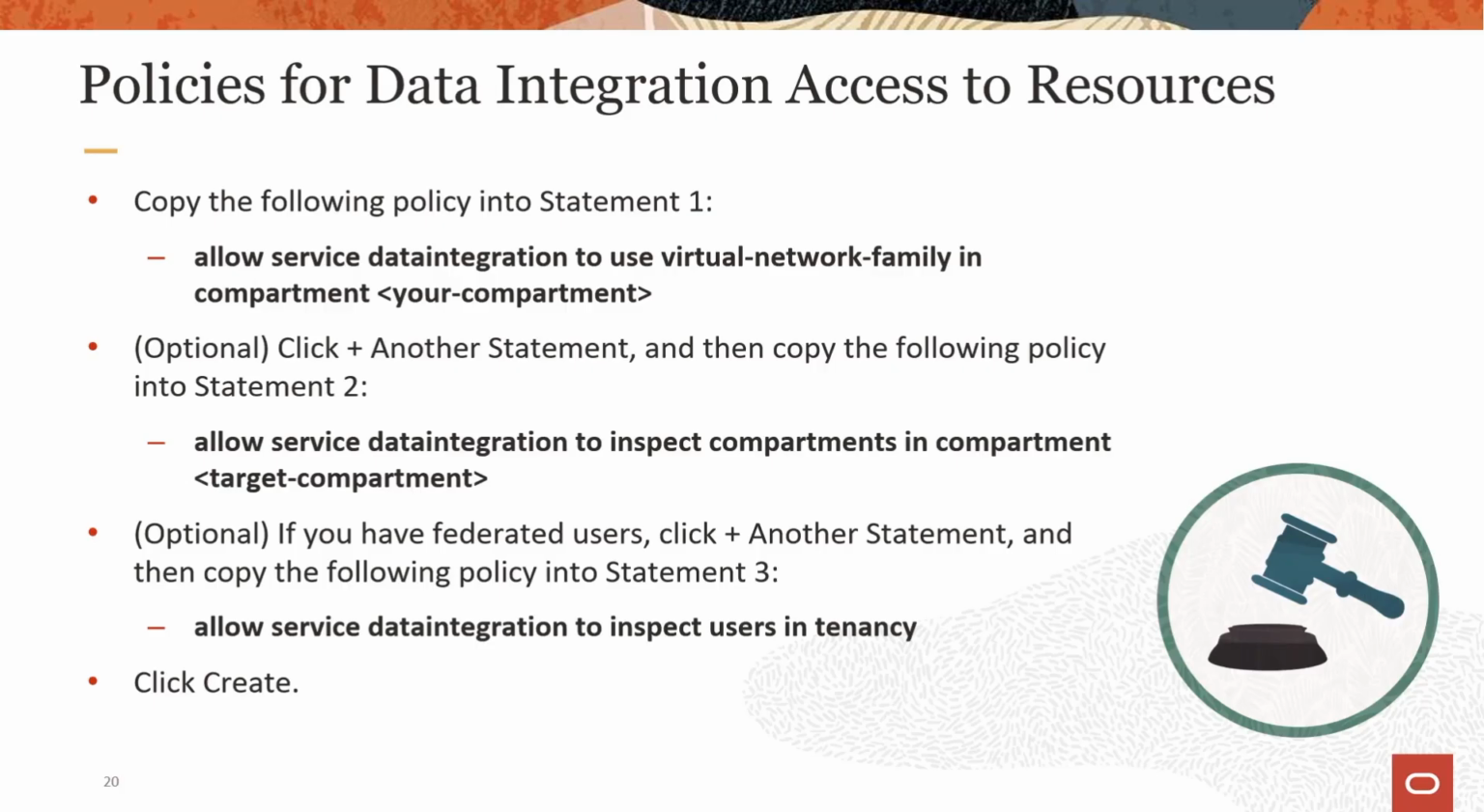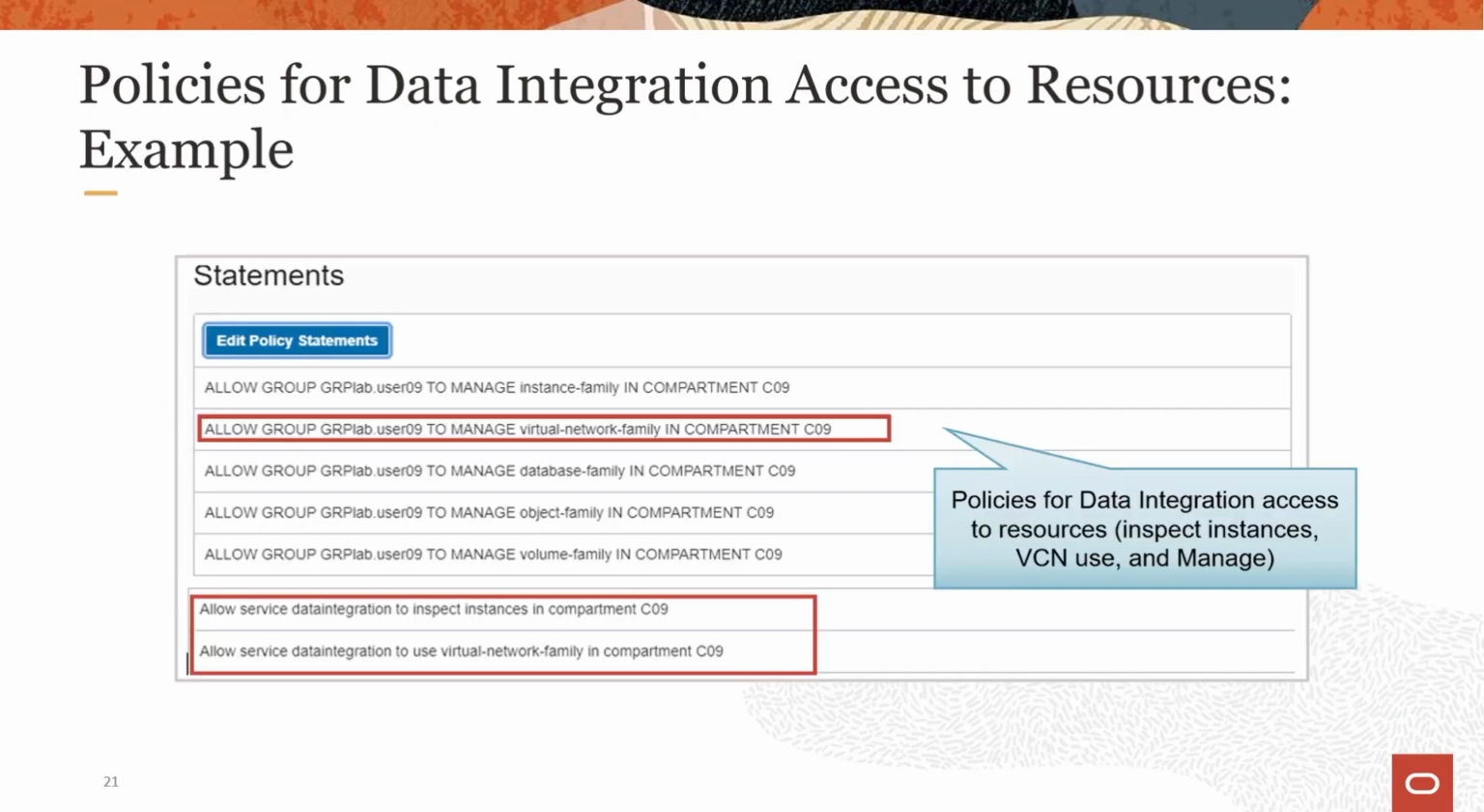Click plus another statement and then copy the second policy into Statement 2: Allow service dataintegration to inspect compartments in compartment, and the target compartment name. The next optional step is that if you have federated users, click plus another statement and then copy the third policy into Statement 3: Allow service dataintegration to inspect users in tenancy. Then click Create. Here is an example of the policy implementation to access the resources.